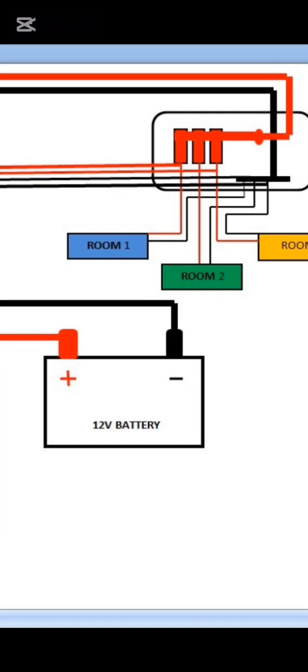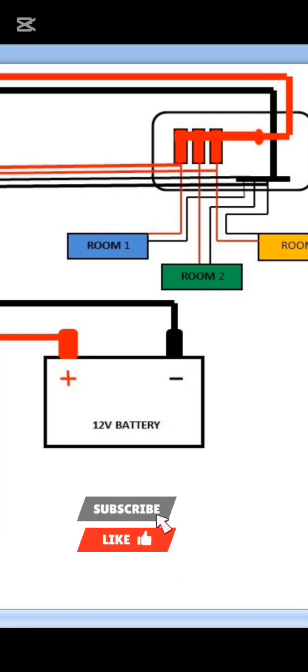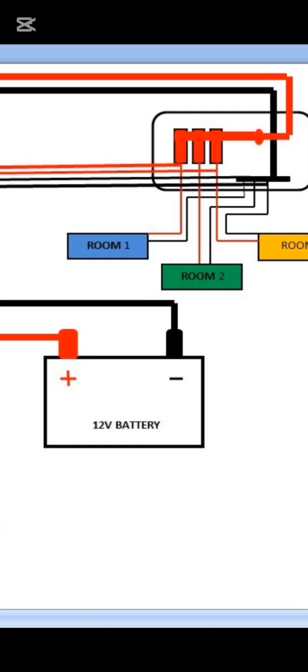So meaning whenever there's power from the main or the external source, the AC input of the inverter gets the power to charge the battery. So it gets the power from the circuit breaker or the miniature of room 1 to charge the battery.